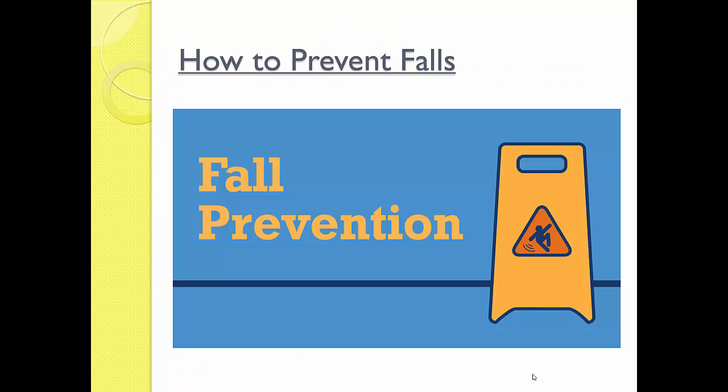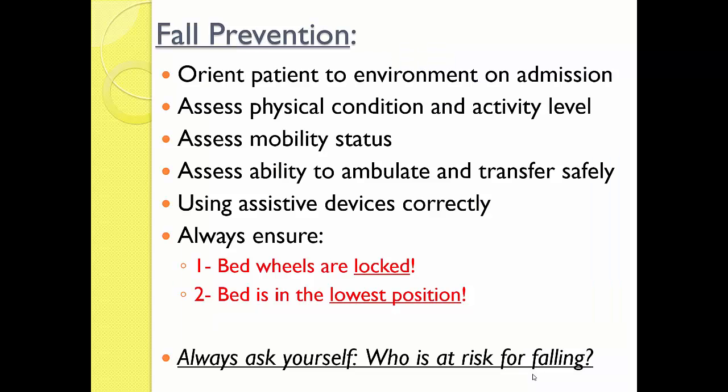So now that we've looked at all the different age groups, let's continue on how to prevent falls from happening. So, fall prevention, some things we need to start with is, first, when we're admitting a patient to a healthcare facility, we need to orient that patient to the environment so that they are comfortable with it, they're aware of where everything is at. Then we need to do some assessments, assess their physical condition, what's their activity level, assess their mobility status. Are they able to ambulate safely and transfer safely independently, or do they need assistance? And if they're using any assistive devices, are they using those correctly?